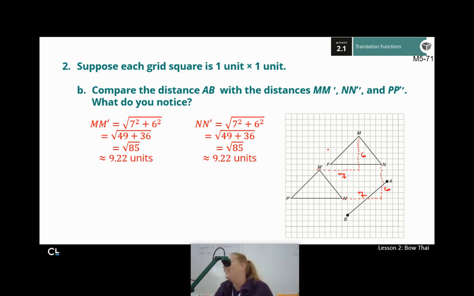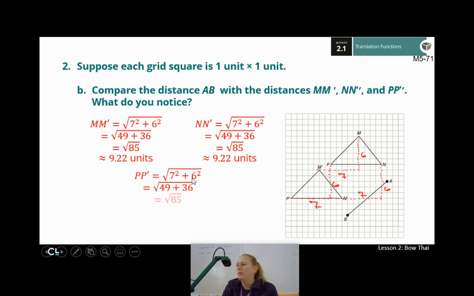One more time. Let's go from P to P prime. I'm going to go down 1, 2, 3, 4, 5, 6 units. And I'm going to go over 1, 2, 3, 4, 5, 6, 7 units. Oh my gosh, it happened again. 7 squared plus 6 squared. If I do the square root, I get 9.22 units again.